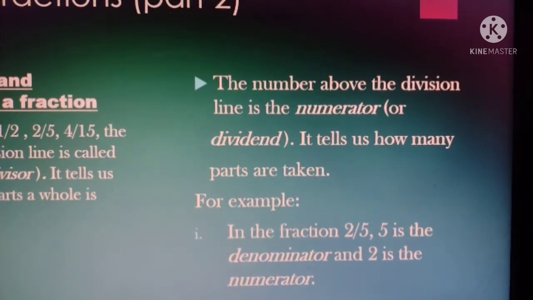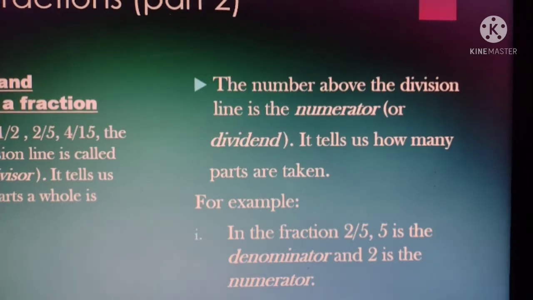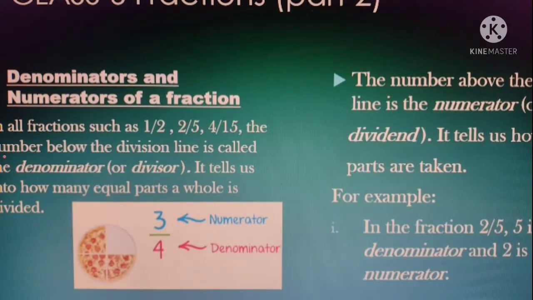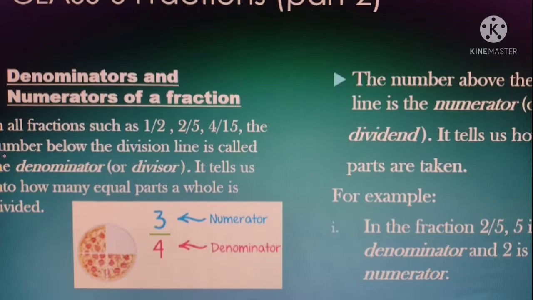In the fraction 2 by 5, 5 is the denominator. That means a whole is divided into 5 equal parts. And 2 is the numerator. That means out of 5 equal parts, 2 parts have been taken. Here you can also see 3 is the numerator and 4 is the denominator. Here in the picture you can see a pizza has been divided into 4 equal parts. And out of those 4 equal parts, 3 parts are left. So 3 by 4 is the fraction.